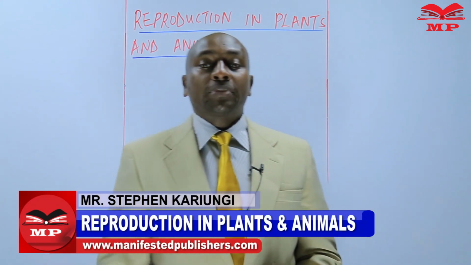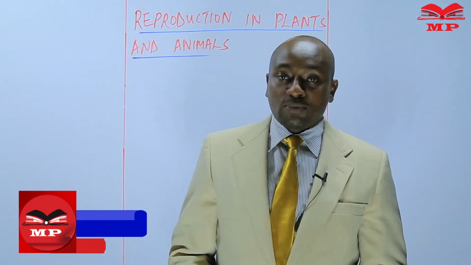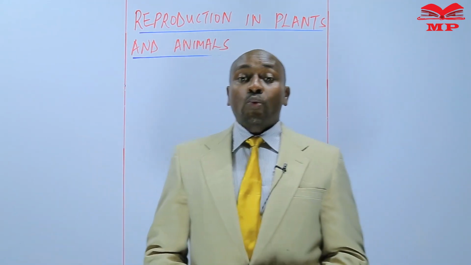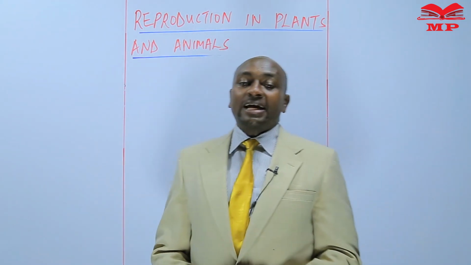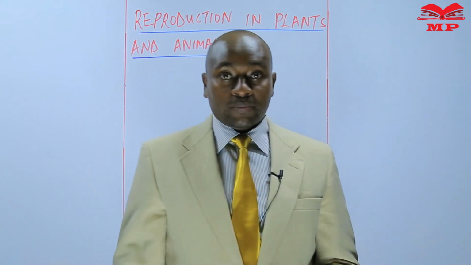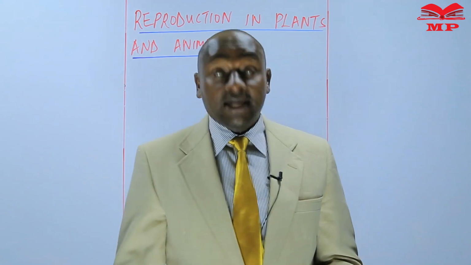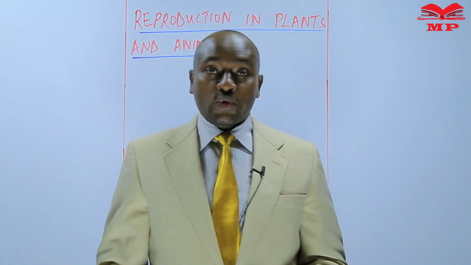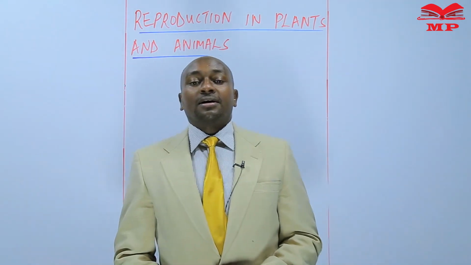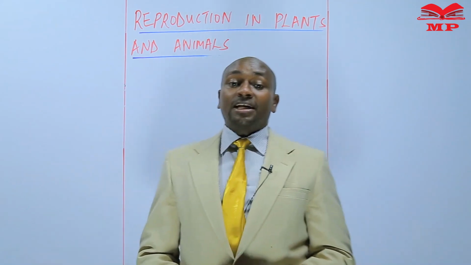Welcome to today's lesson. We continue with our topic in Biology Form 3, reproduction in plants and animals. Today, we are going to look at mitosis as one of the types of cell division. Last lesson, we studied that mitosis is made of 5 stages. We saw interphase, prophase, metaphase, anaphase, and finally telophase.